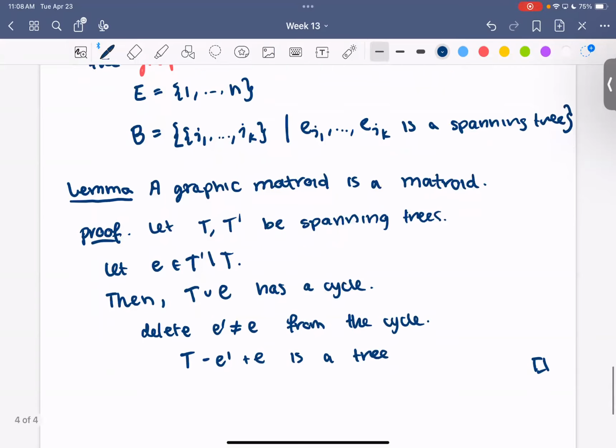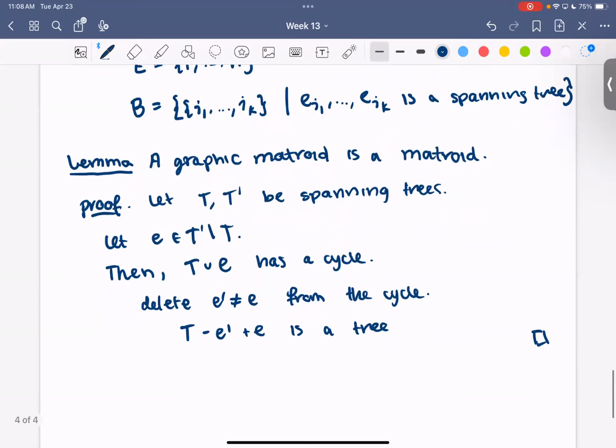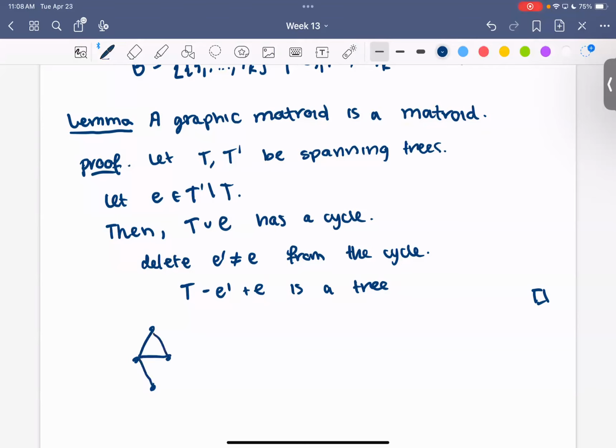So maybe just as an example, if I have this graph, and let's say this is one of my spanning trees, and this is the other one, then let's say I pick out this edge to add, so this is T prime, and this is T. Say I pick out this edge to add to T. So I could add it, and then I remove any other edge in that cycle, and I'm left with a new spanning tree.